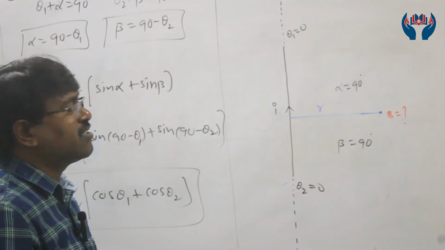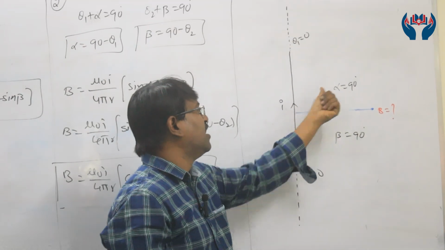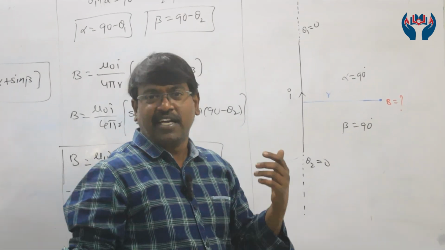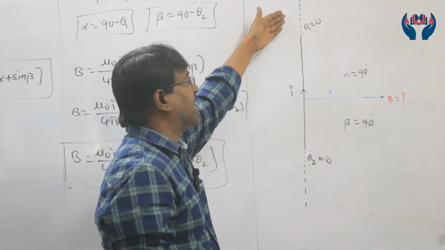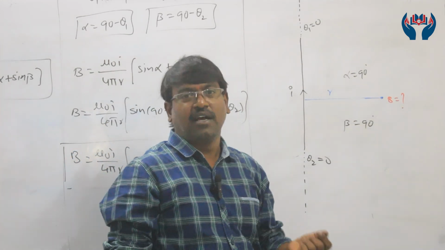If alpha is 90 degrees, theta should be 0. So what is the reason? The sum of the angles of a triangle is 180 degrees. That's why theta 1 and theta 2 should be 0. Alpha and beta both will become 90 degrees.